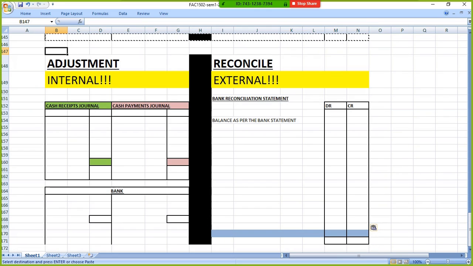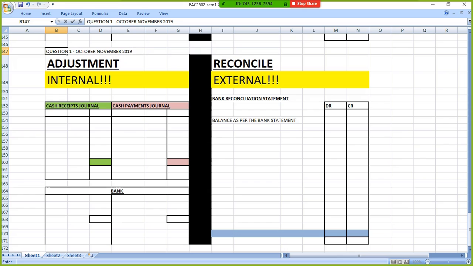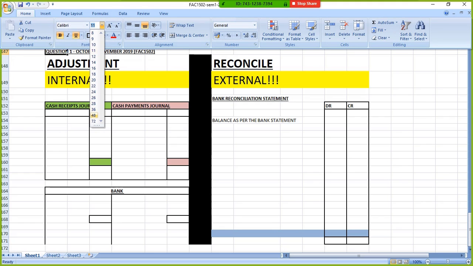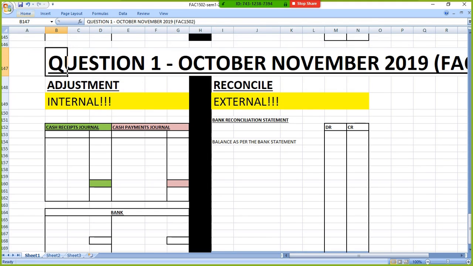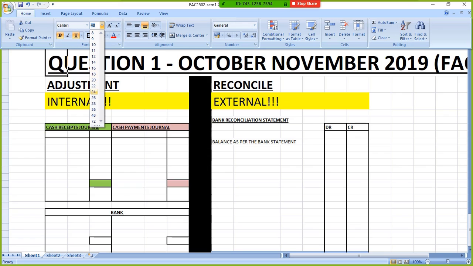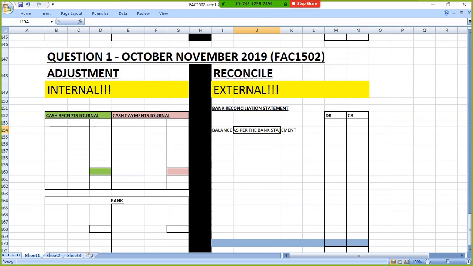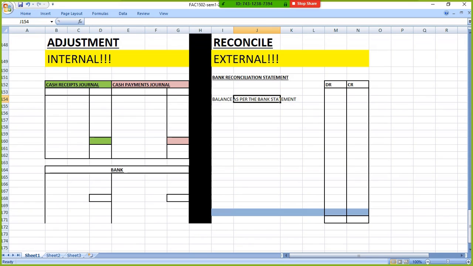Okay, let's write this down. Question 1, October, November 2019. FAC1502, the most recent paper. Okay, let's make that big. Ooh, too big. That's perfect. Okay, so exam technique.